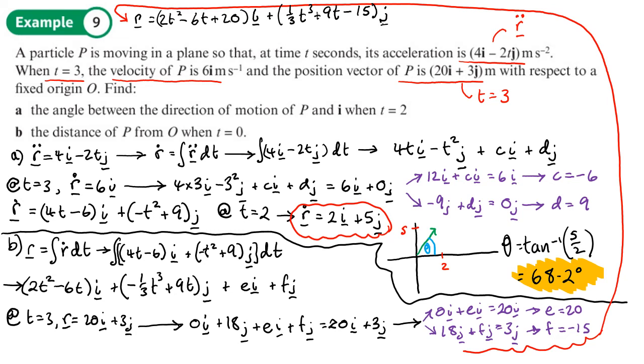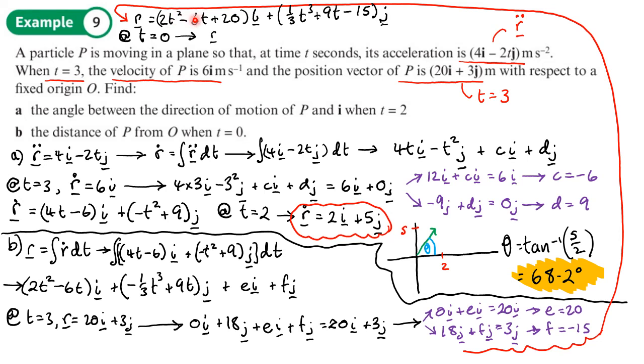Okay, so that's my full position vector, and I want to find the distance of P from O when t equals 0. So what we're going to do is put in t equals 0 to find out its position. Actually, we just need to find the distance of P from the origin, so we get the position of P from the origin, and we just do Pythagoras on it. So it's actually not that bad.